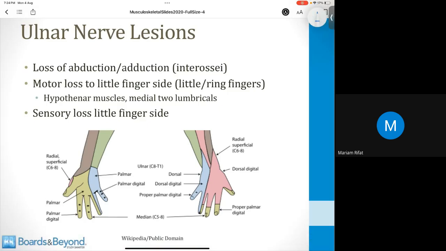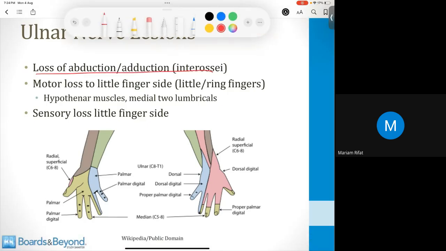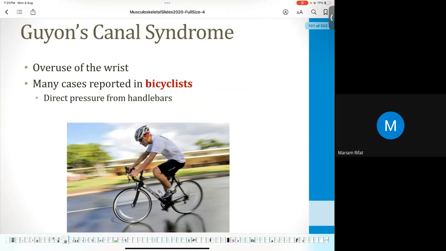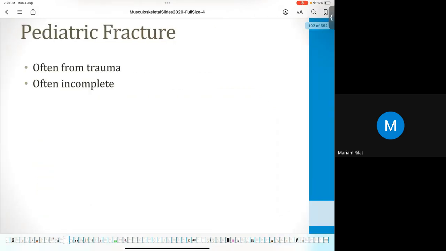So we know the distribution of ulnar nerve. We know that it's going to supply all of the interossei. Anterior interossei are going to cause adduction. Posterior interossei are going to cause abduction, right? It's going to supply all of the hypothenar muscles, the medial two lumbricals, we know that, and the sensory supply to this one and a half fingers, right? So if we have any problems with the ulnar nerve, this is going to be a factor. So overuse of the wrist in bicyclists, because the pressure on the handlebars can irritate this ulnar nerve, right?